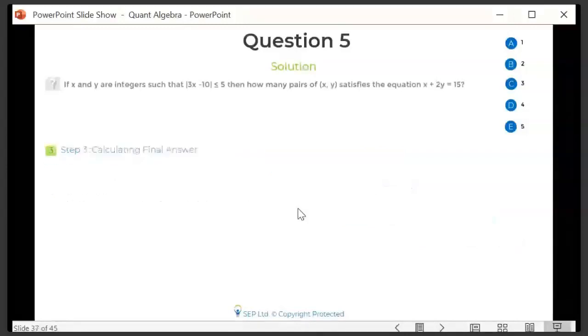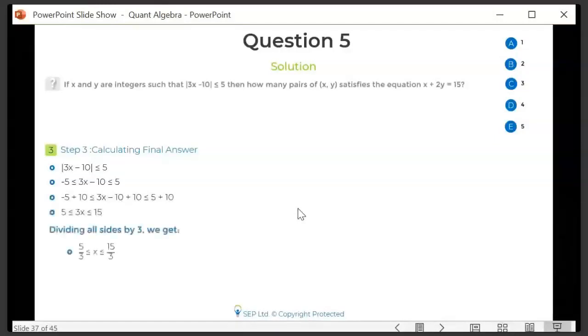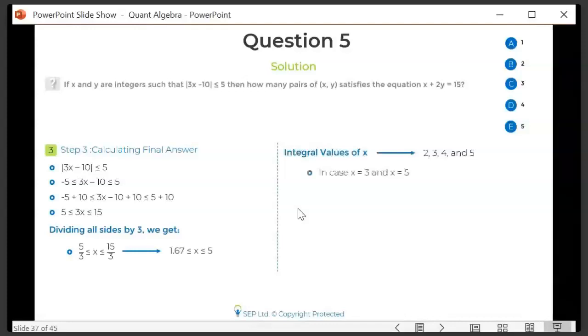Now you know mod of 3x minus 10 less than or equal to 5 can be written as minus 5 to 5. Then you add 10 to both sides and divide by 3, and you will get a range of x. You're looking for odd values of x which are greater than or equal to 1.67 and less than or equal to 5, and x is an integer. The possible values are 2, 3, 4, 5, but since you're looking for odd, the only possible cases are x equal to 3 and x equal to 5. So these are the only two possible cases.